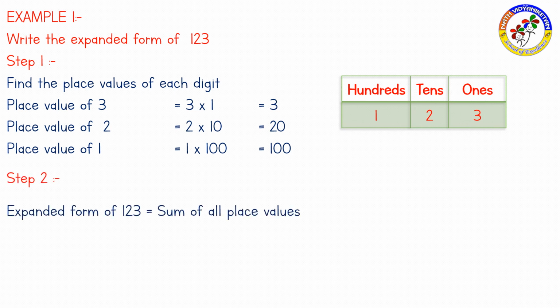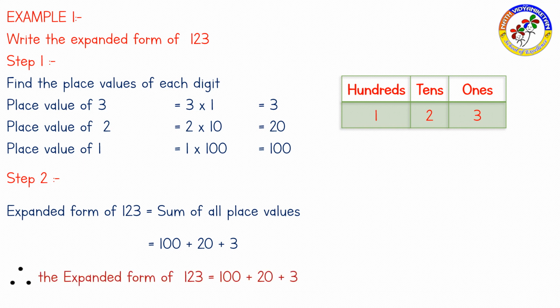Step 2. Expanded form of 123 is sum of all place values. ఇందాక definition లో ఉంది కదా, sum of all place values. So 100 plus 20 plus 3. The answer is 100 plus 20 plus 3. Therefore, the expanded form of 123 is 100 plus 20 plus 3.